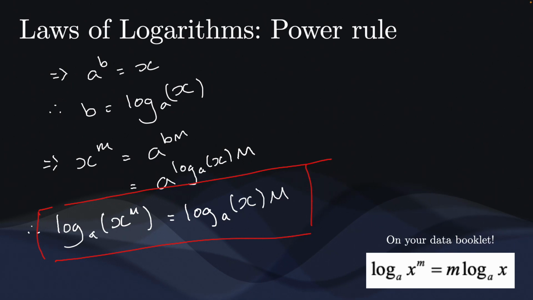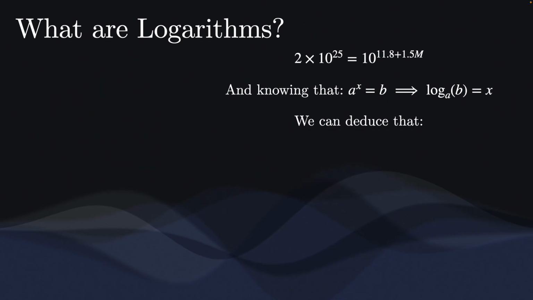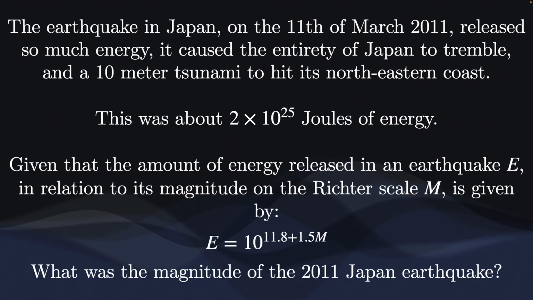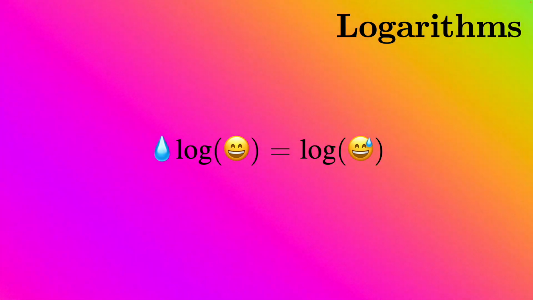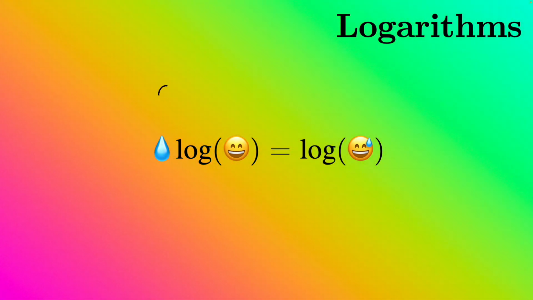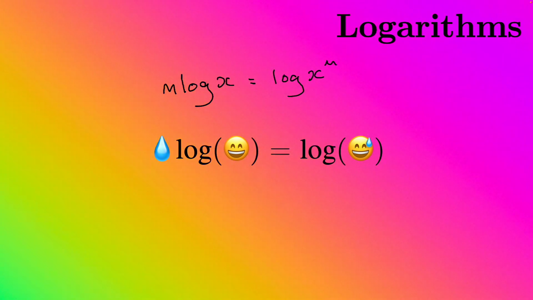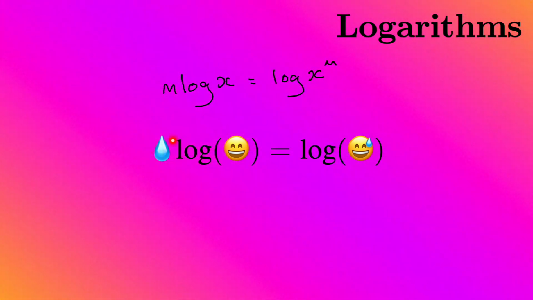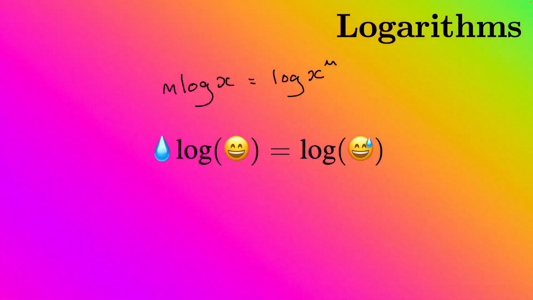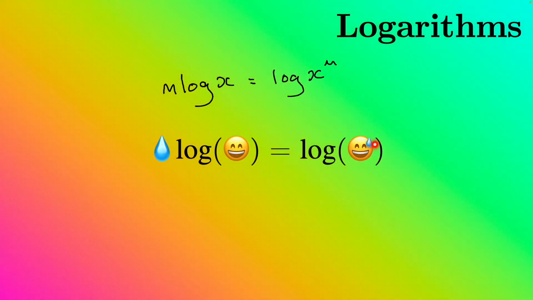And I don't know if you can tell, but this is the rule where I got the joke at the beginning from. Because remember, if we have m times log of x is equal to log of x to the power of m, which is the rule we just did, therefore this emoji times log of this smiley face is equal to that same smiley face with a little teardrop on the side. Just thought that was a little funny thing to maybe help you remember this rule.